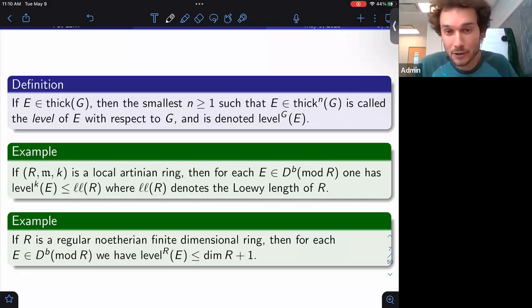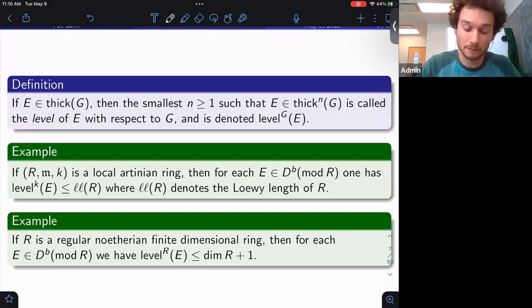It says, all right, if I have an object that's a classical generator, so the smallest thick subcategory is the whole ambient space, and I have this decomposition, can I compute the level with respect to an object? And that's a very computational question to ask.